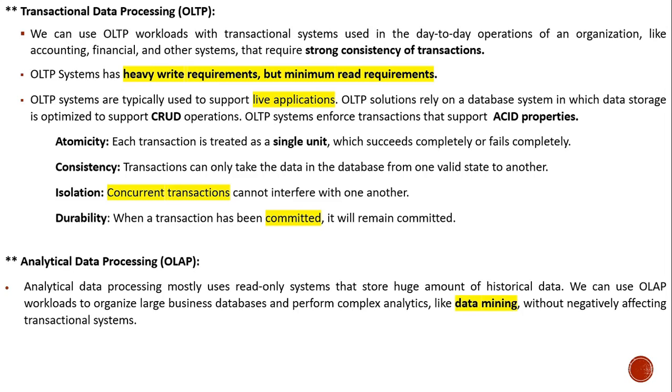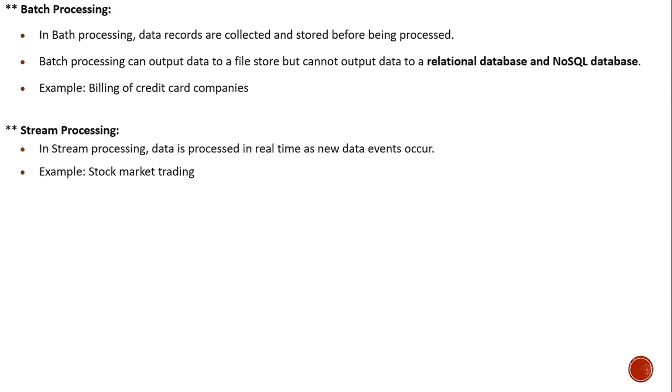And OLAP systems. We use OLAP systems where there is a requirement of storing a huge amount of historical data, and we can use this data to perform complex analytics like data mining. One of the classic examples of an OLAP system is data warehousing, and the next one is batch processing and stream processing.